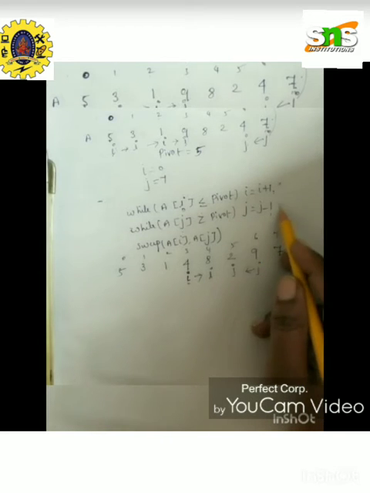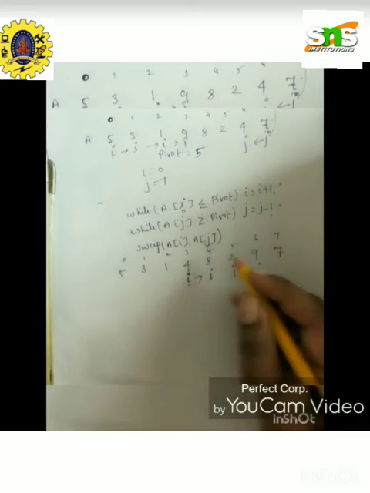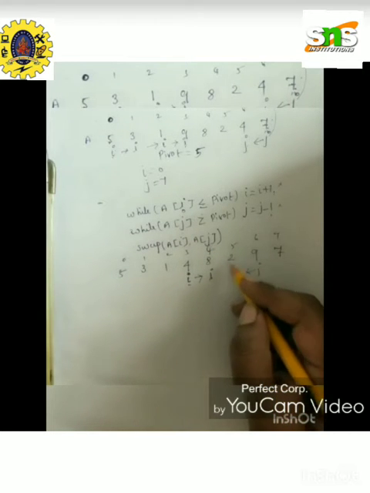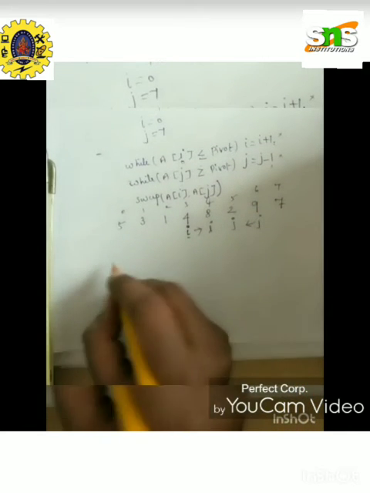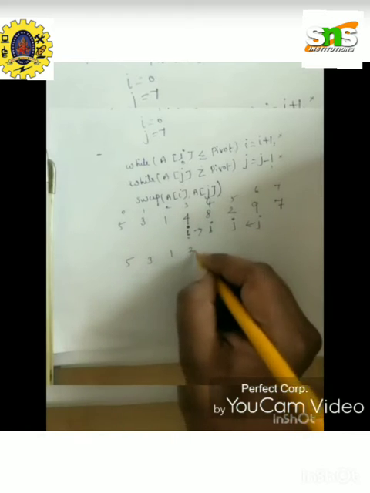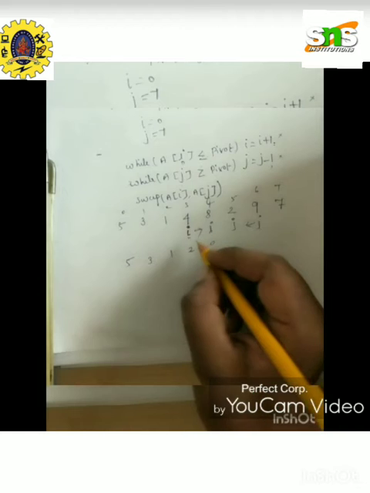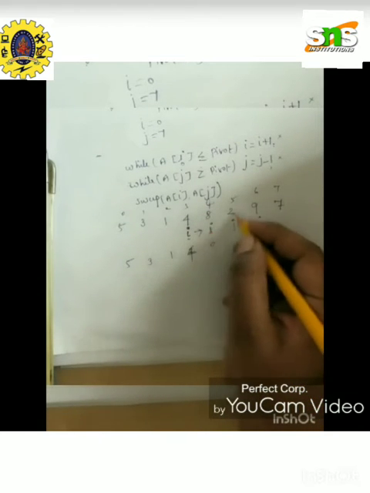Condition fail, so stop. Now what is the current i location? In the 4 and here 5. So you want to swap these two values. So again I write the new list: 5, 3, 1, 2, 1, 4. So we want to swap these locations.